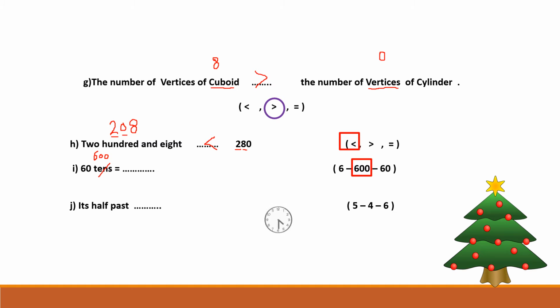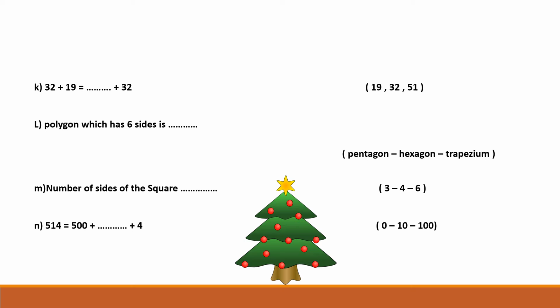So here in this clock it's half past, so the small hand at 4, so it's half past 4. Okay. Here I have 32 plus 19 equal how many plus 32? So I'm gonna cross. The numbers are equal from both sides, 32 and 32. So here 19, so I should put here 19.